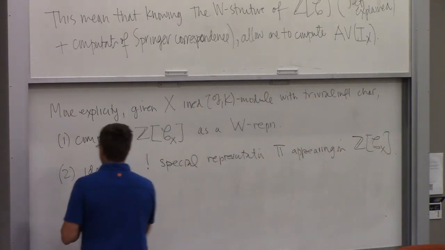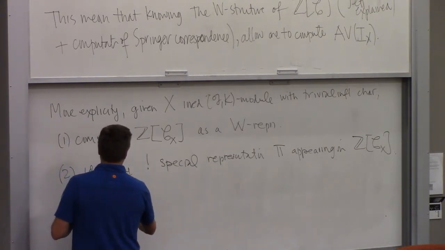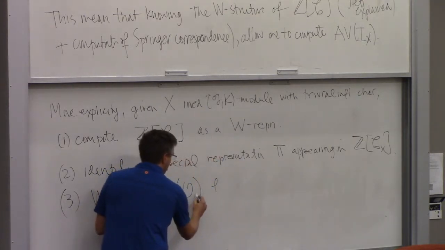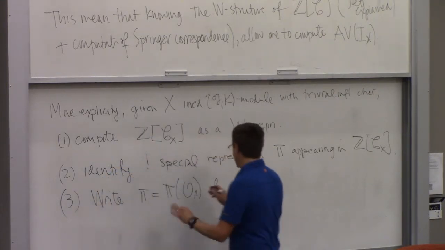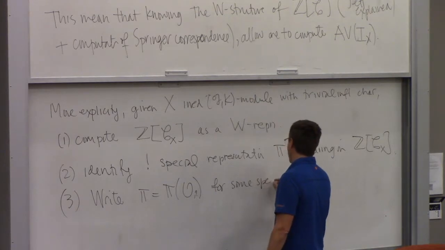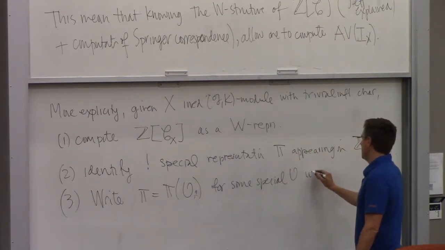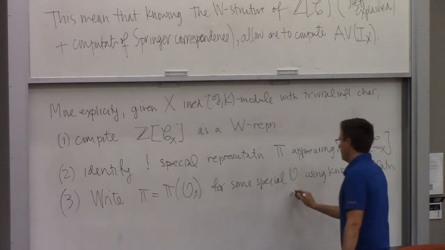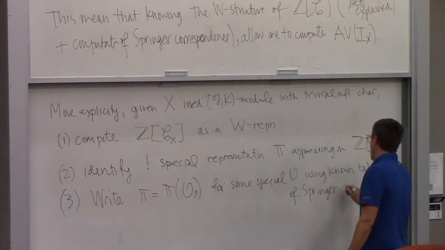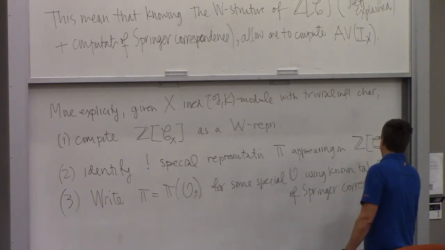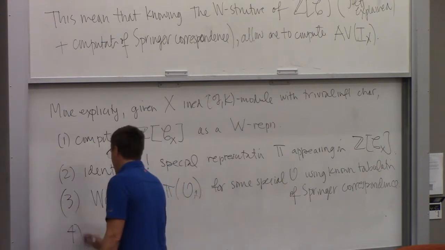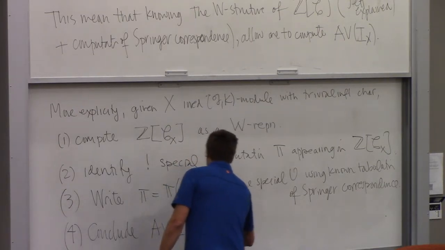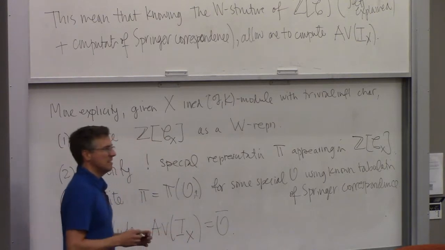Okay. And then write pi is pi of O for some special O, and again, secretly I'm always putting the trivial local system in the Springer correspondence, using known tabulation of the Springer correspondence. Okay. And then finally conclude the associated variety of the annihilator of X is O bar. Does that make sense?